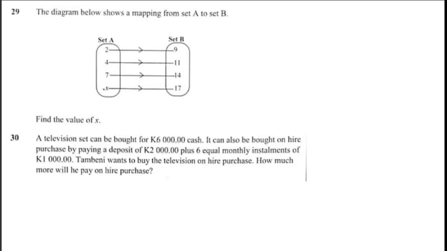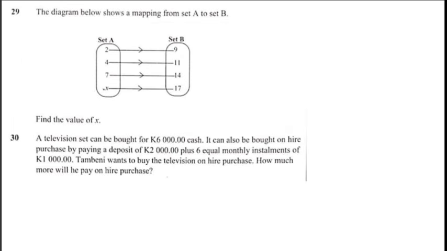Question 29 was as follows. The diagram below shows a mapping from set A to set B. You can study the mapping there, which has set A and set B. You can take set A as the domain and set B as the range. The question is to find the value of X. For us to find the value of X, first we need to come up with a formula that can help us.